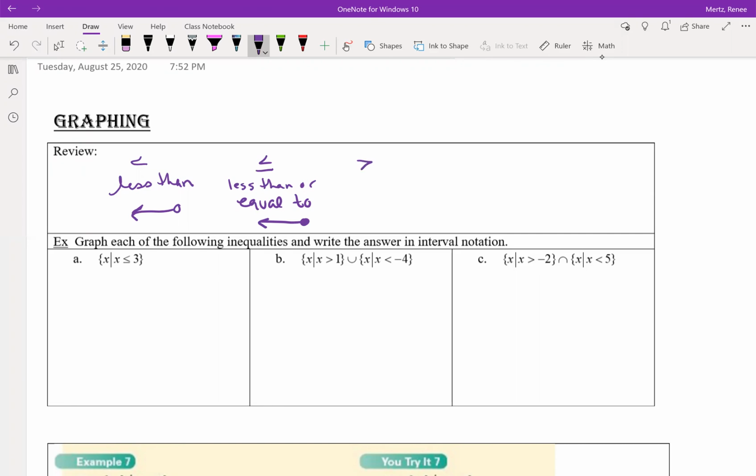Greater than. The open circle headed to the right, and then greater than or equal to. It's going to be a closed circle. Again, equal to, more ink, fill in the circle.